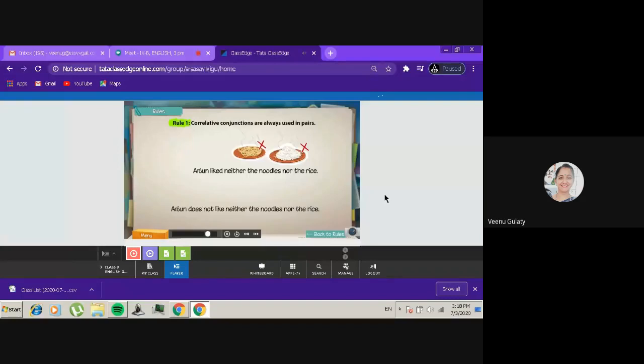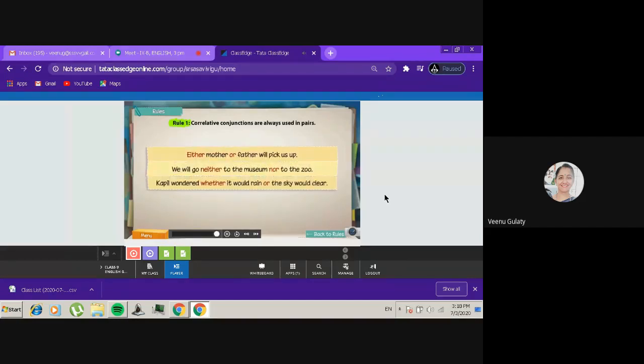You can use the pair of conjunctions neither nor to exclude both the options. Neither nor denotes that there is no choice to be made. Note that we do not use another negative such as not with neither nor. Notice how each pair of correlative conjunctions is used in these examples.